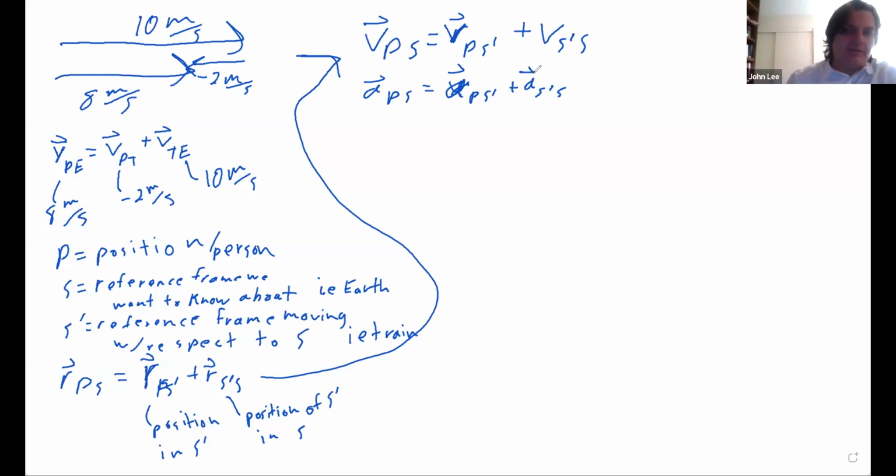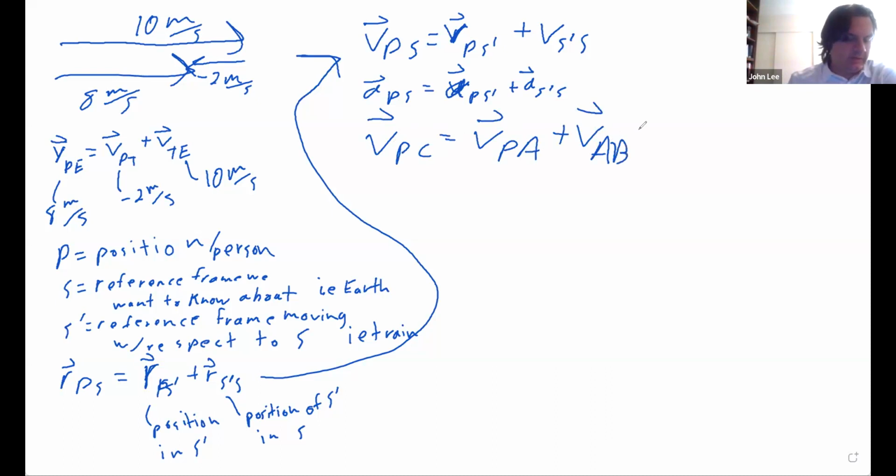And then another thing that we can say about this is that V_PC is equal to V_PA plus V_AB plus V_BC, where you can just stack these reference frames so you can see how the person moves in A, and then how A moves in B, and then how B moves in C, and that's going to tell you how the person moves in C.